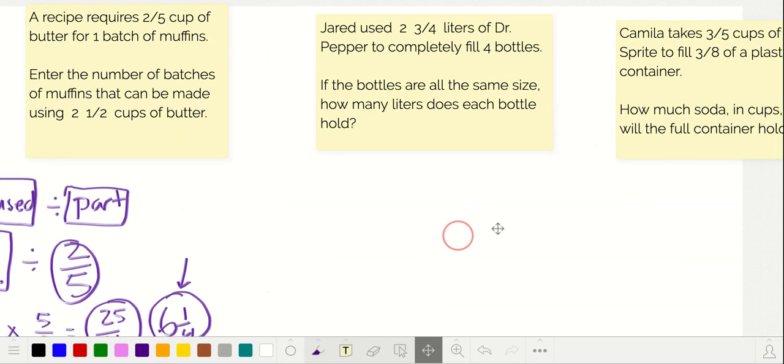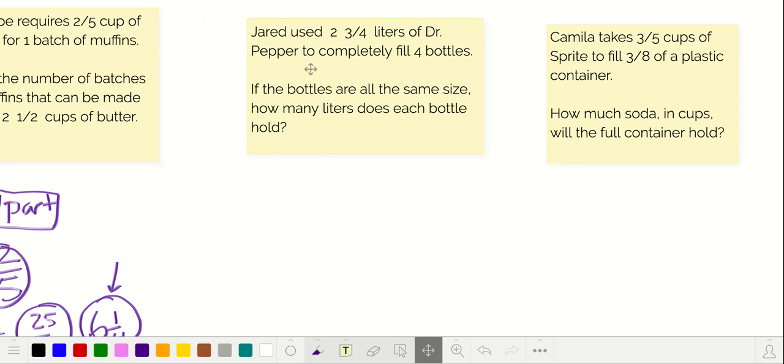All right. The second type of problem you'll see says Jared used 2 3/4 liters of Dr Pepper to completely fill 4 bottles. If the bottles are all the same size, how many liters does each bottle hold? Once again, those of you who are really careful readers can already see the keyword used right there. He used 2 3/4, so that's going to go first. That's how much total soda he had. And he's splitting this amount into 4 bottles. That's our part right there, into 4 groups.